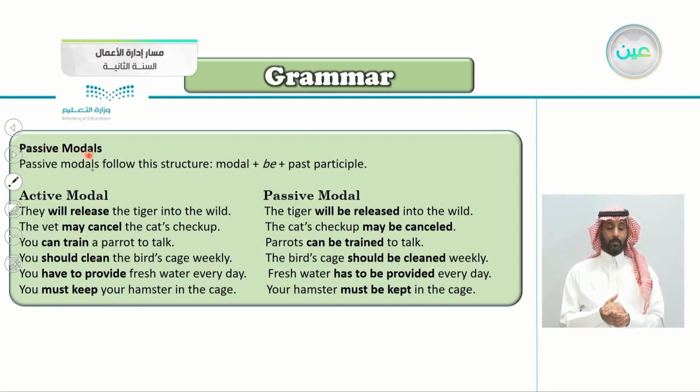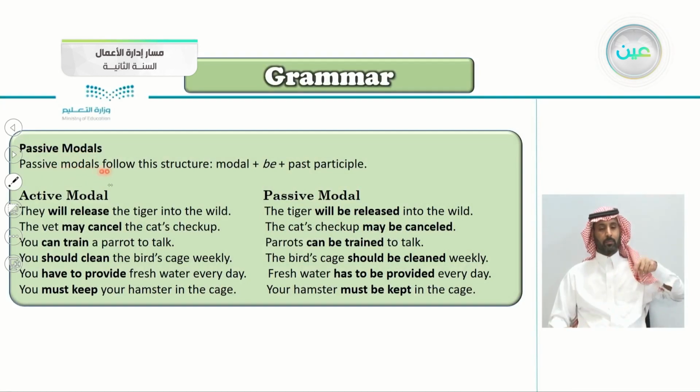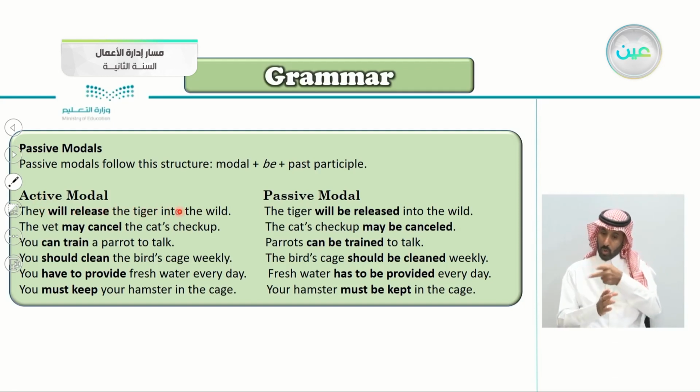So passive modals follow this structure. So this is the structure of the passive modal: the modal plus be plus the past participle. So this is the structure here, the form. Modal, be, past participle. So the active modal here: they will release the tiger into the wild. This is the active here. They will release the tiger into the wild.